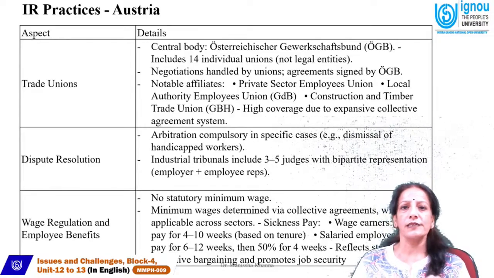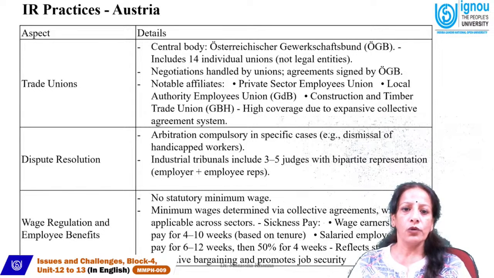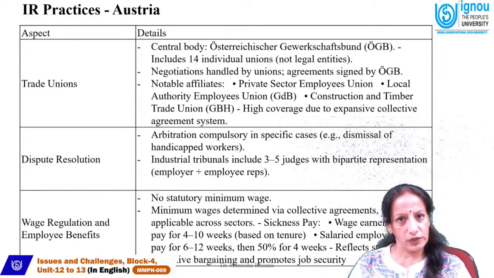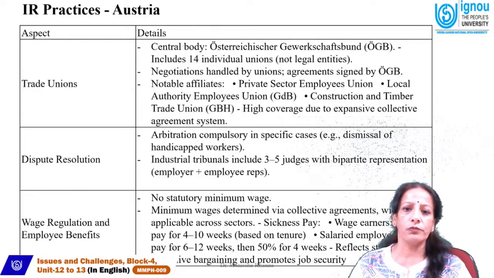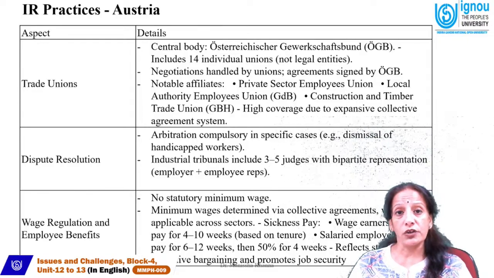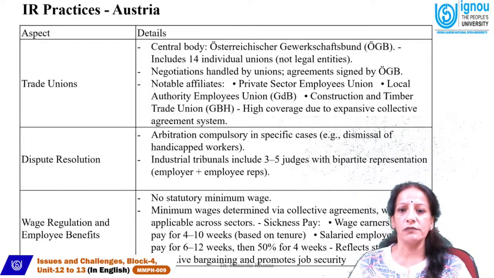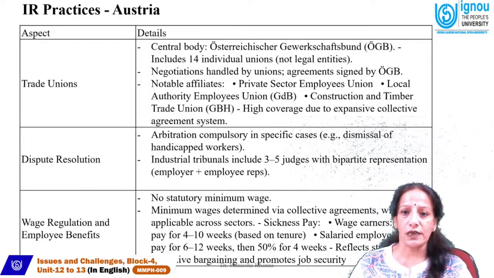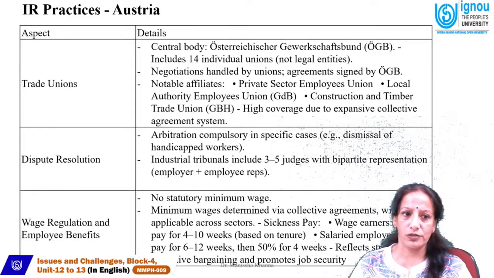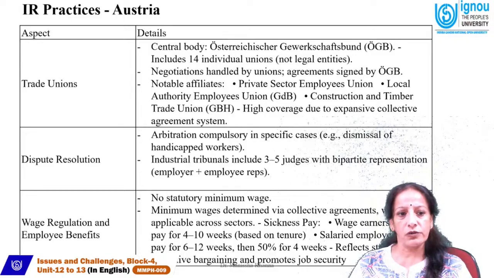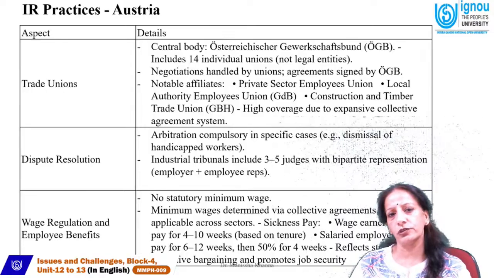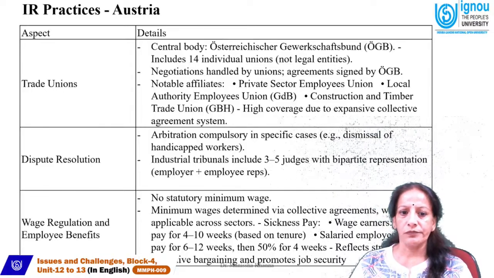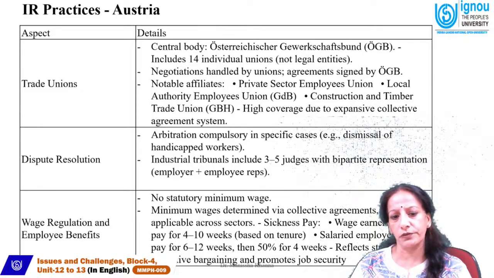Negotiations handled by unions are signed by OGB. Notable affiliates are the private sector employees union and the local employees union. The construction and timber trade union, that is GDH, has the highest coverage due to the expansion of collective agreement systems. Dispute resolution goes through arbitration, which is compulsory in specific cases. Industrial tribunals include 3 to 5 judges with bipartite representation.